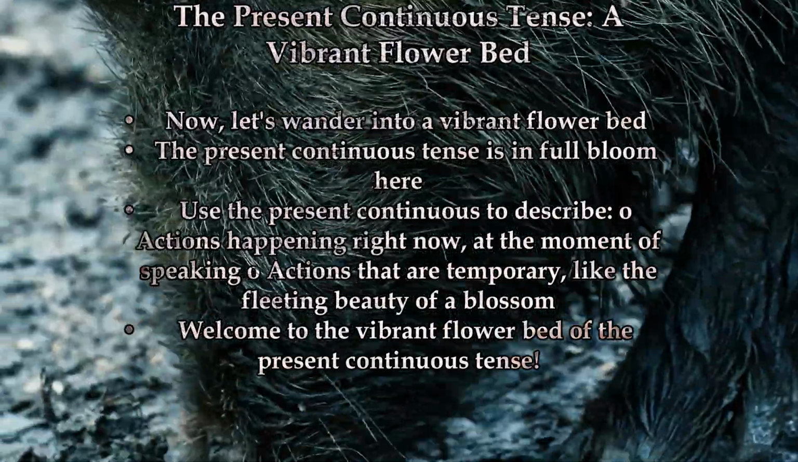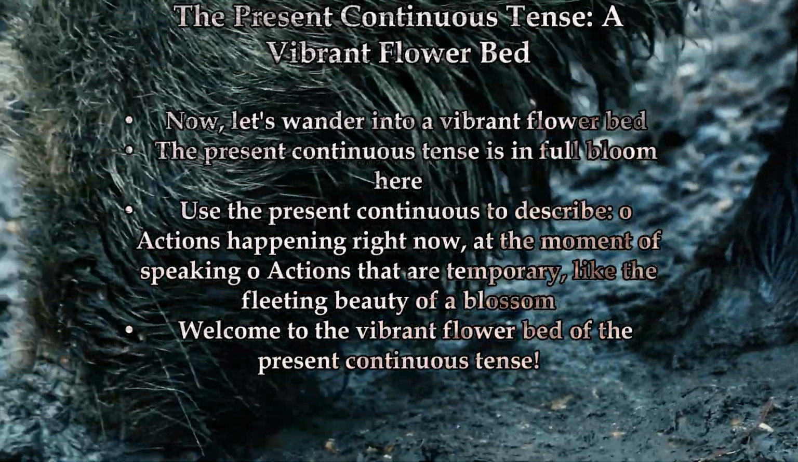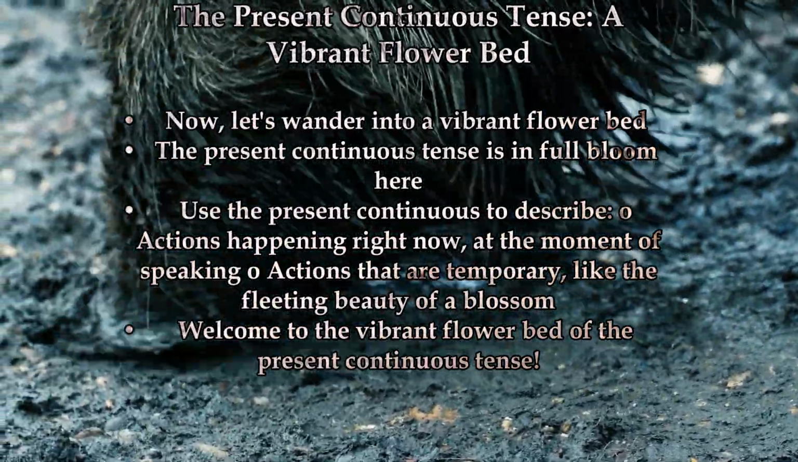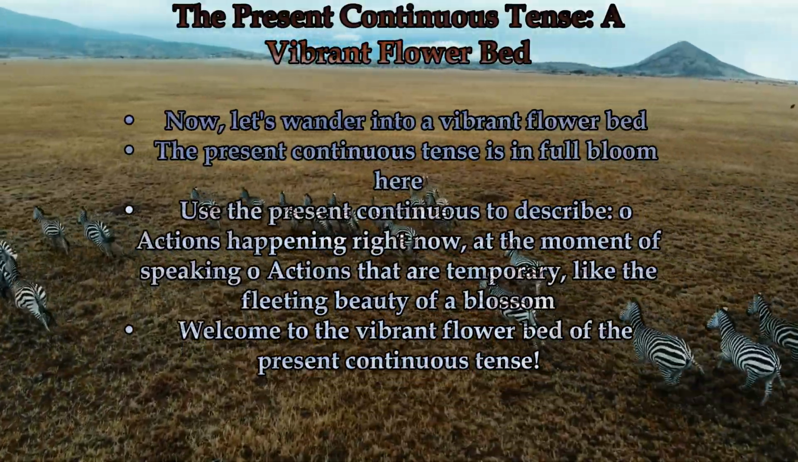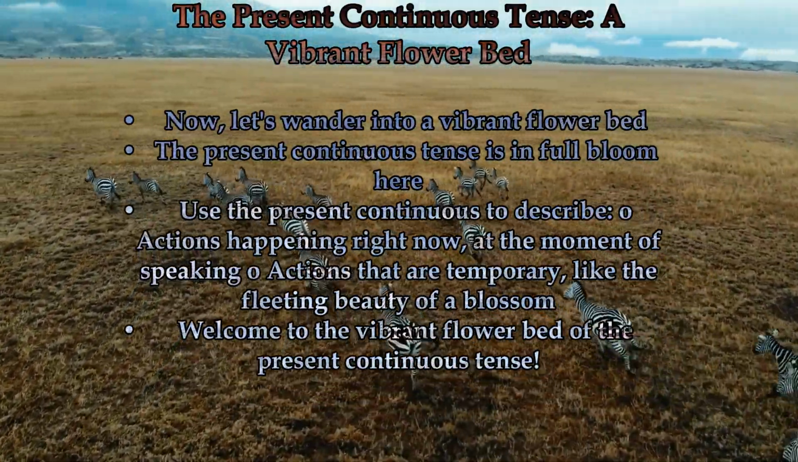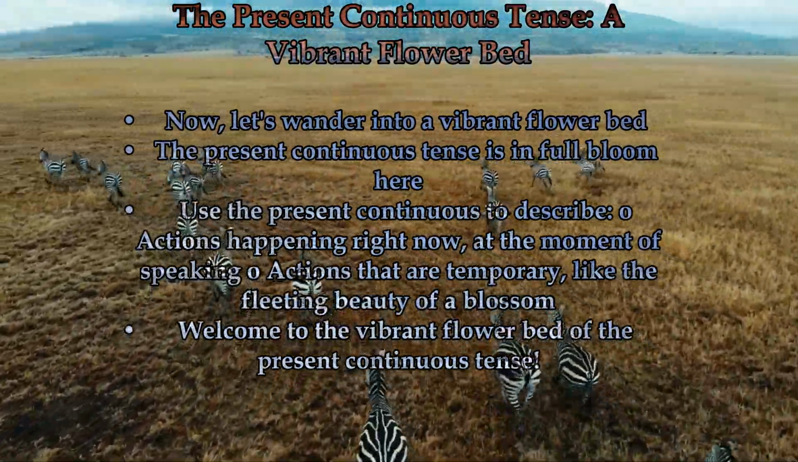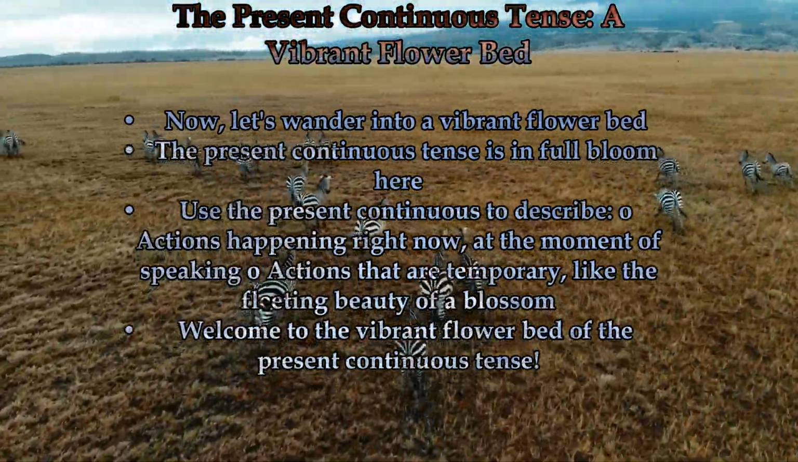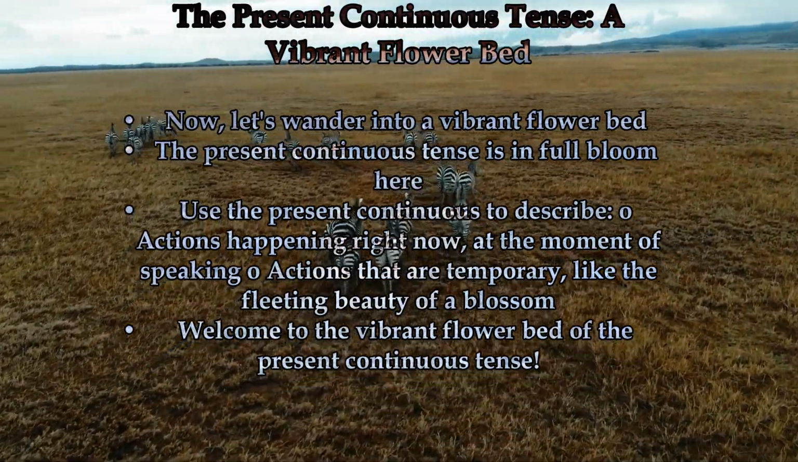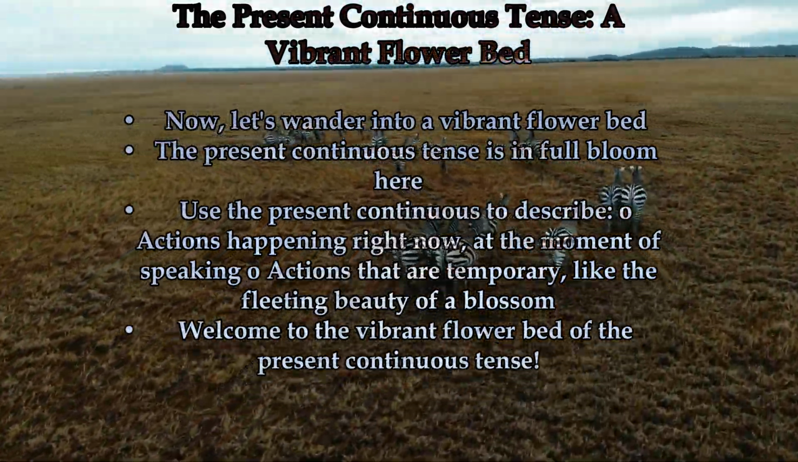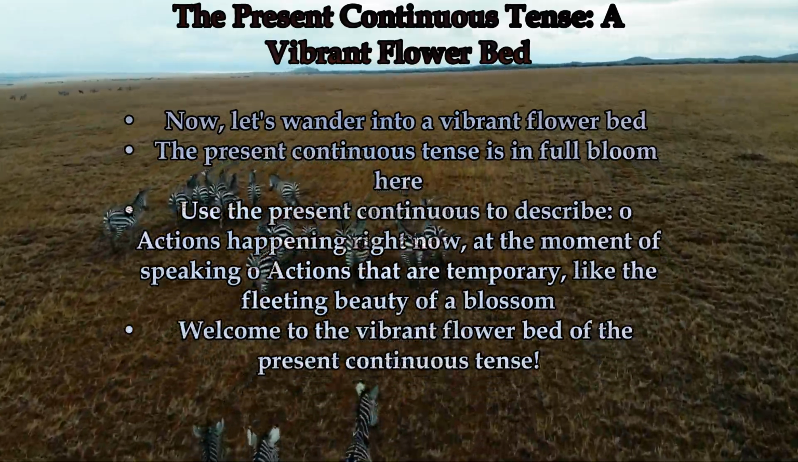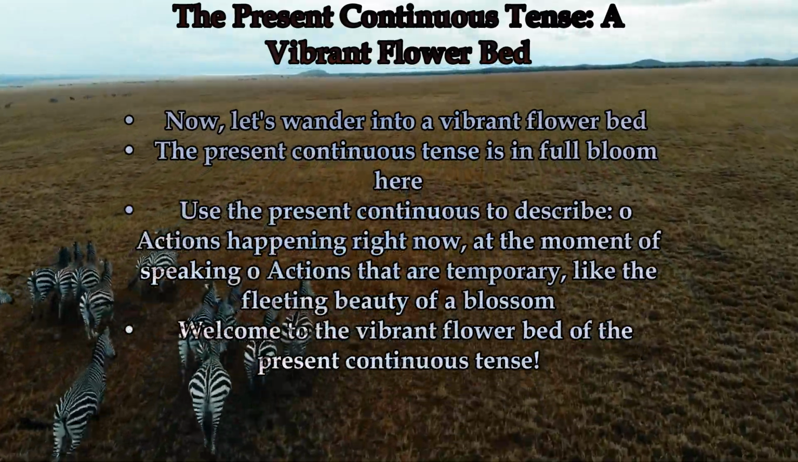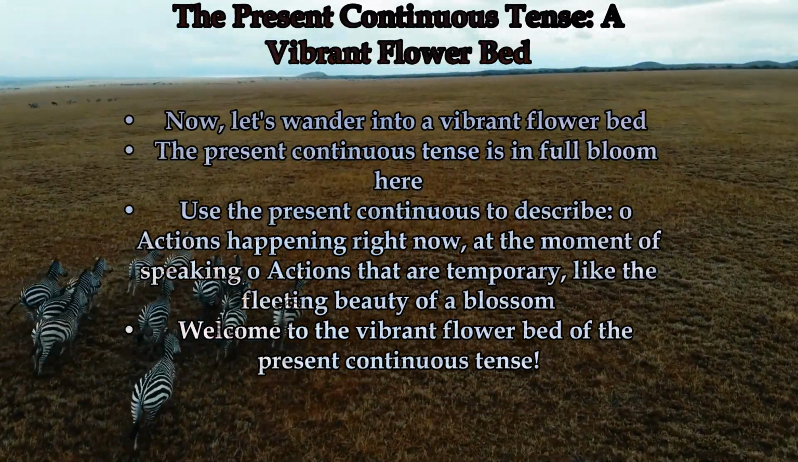Part 2. The present continuous tense. Savoring the blooming moment. Now, let's wander into a vibrant flower bed, where the present continuous tense is in full bloom. In this part of the garden, we use the present continuous to describe actions that are happening right now, at the very moment of speaking, or actions that are temporary, like the fleeting beauty of a blossom.